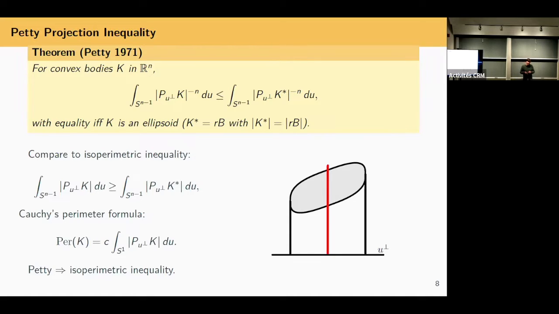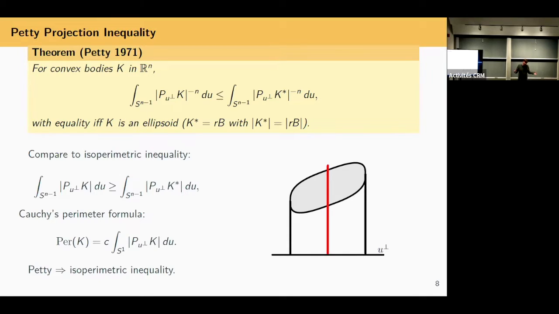I'm not sure how widely known this is. I know two of you know this because it's fundamental. I've heard about this since graduate school. I'm not sure how widely known this is as an inequality. If I say Petty projection inequality, does this jump out to you?